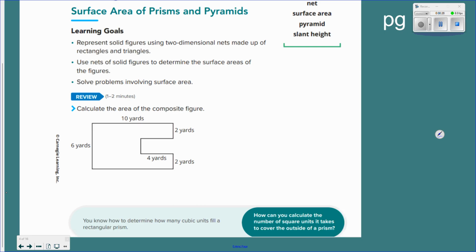We're going to find the area of a composite figure. Quite frankly, when we're doing nets today, all it really is is a composite figure that we're unfolding for the pyramid or the prism. So if you can find the surface area of a complex figure, you should be able to find the surface area of a net. We're going to start with our review on page 99.